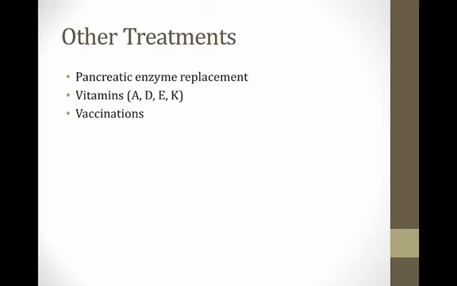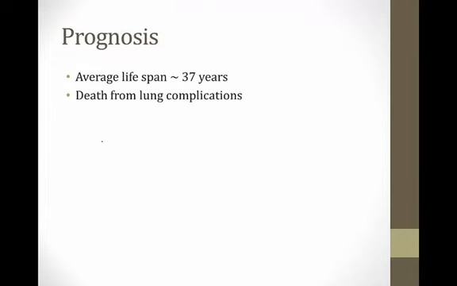Other treatments are to replace pancreatic enzymes and supplement the fat-soluble vitamins. And then, of course, children with CF need vaccinations. You don't want them to get the flu or pneumonia. The average lifespan in a patient with cystic fibrosis is shortened. It's reported to be about 37 years, although many pulmonologists will tell you that they have patients with cystic fibrosis who are living much longer than this, and death occurs early, usually because of lung complications.